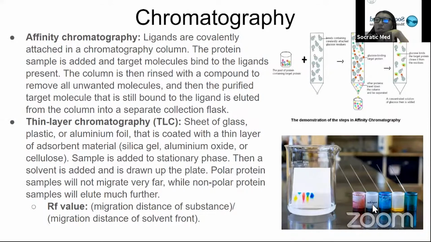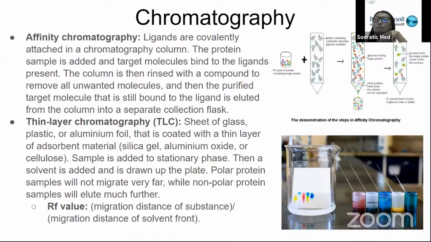And so that's how you can see the color separation based on the different colors that you put on the sheet in this particular example. What happens to be the case for thin layer chromatography is that polar protein samples usually don't migrate very far, similar to what we were talking about with column chromatography before, where the polar proteins react more with the stationary phase. And nonpolar proteins usually elute much further because they're not reacting much with that stationary phase.